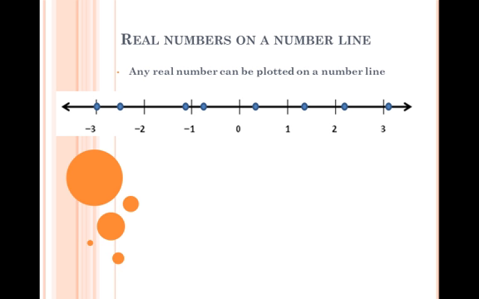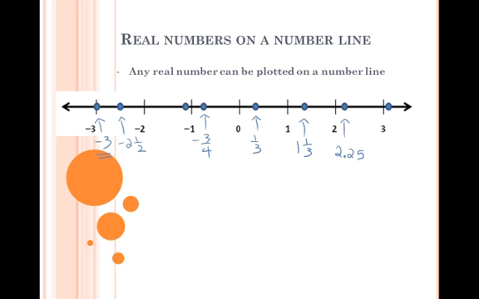The rational numbers I plotted are -3, -2.5, -3/4, 1/3, 1 1/3, and 2.25. Notice that -3 is also an integer.